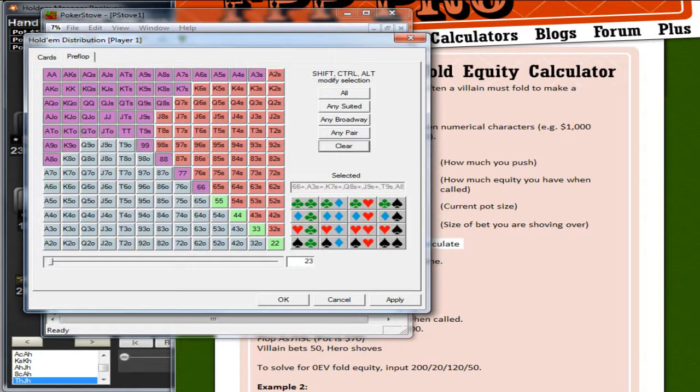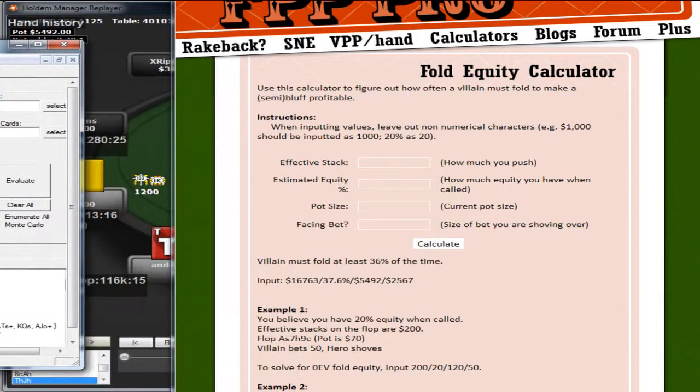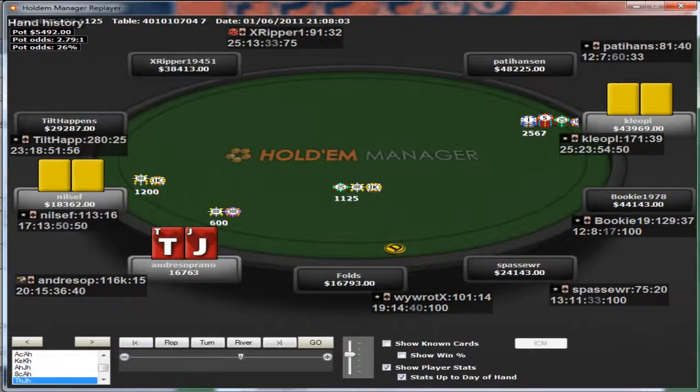If he called him with king 7, queen 8, queen 9, jack 9, king 9 offsuit, ace 3, ace 4, ace 5 suited, all those hands, now we know he's not. So, the difference is big. He raises 32%, he calls close to 9%, and we only need him to fold a little bit over a third of his opening range.